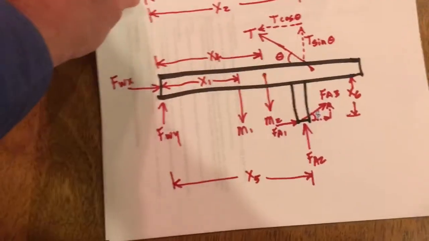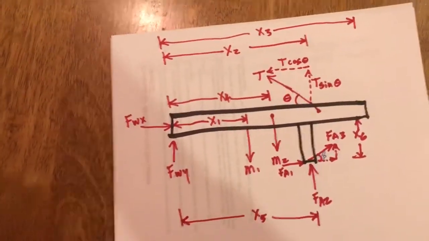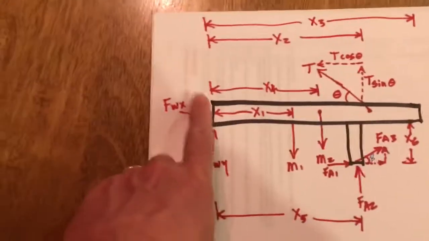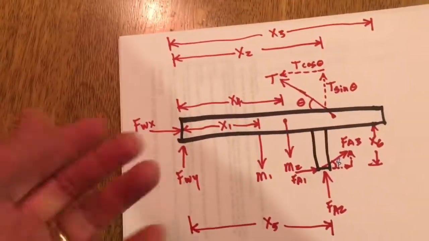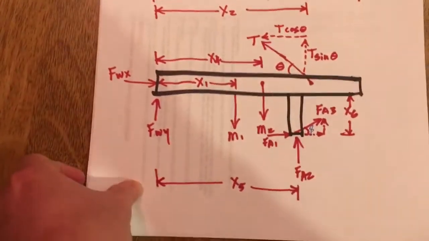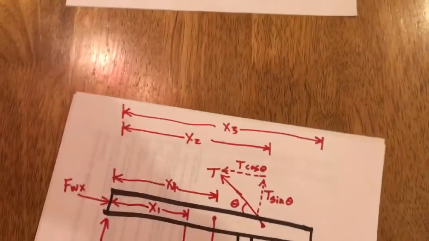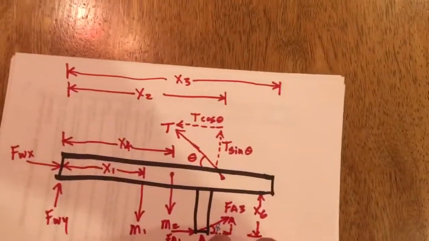And to get your torque, you multiply the perpendicular force times the distance from the rotational axis or from the fulcrum, the point that it's rotating around. And it's going to be in Newton meters if you're using metric. Okay, bear with me.